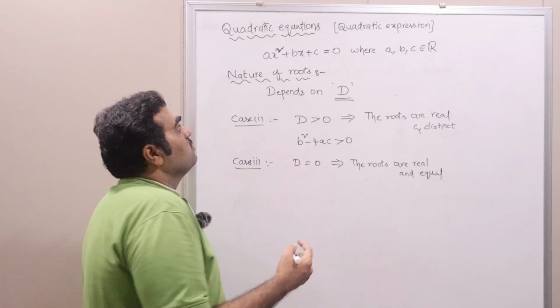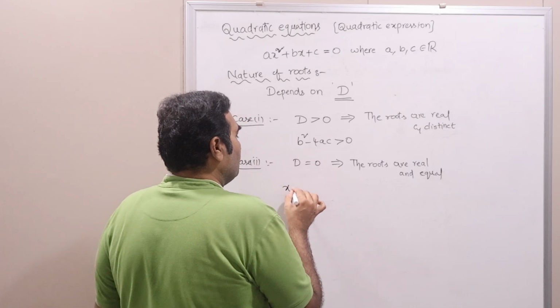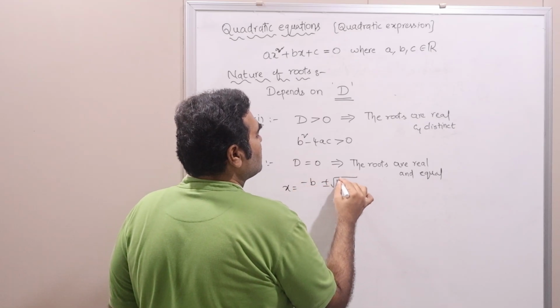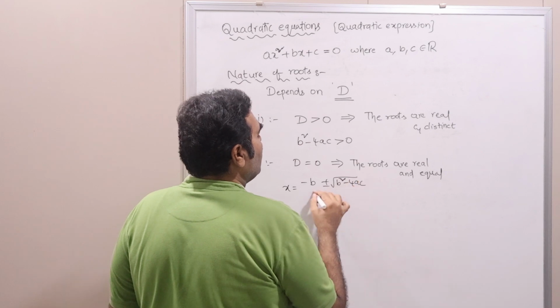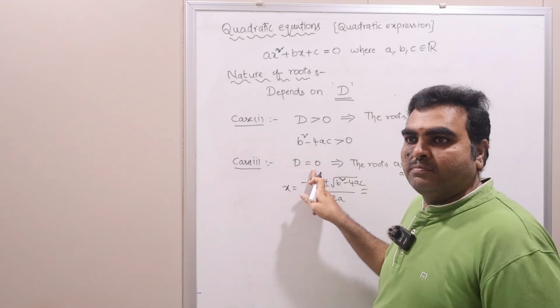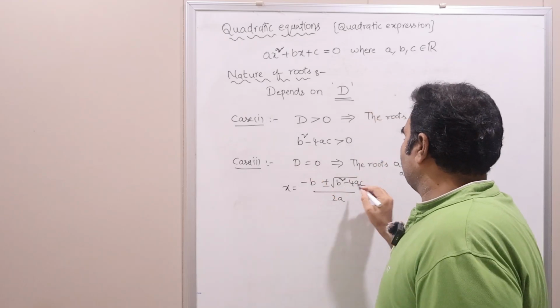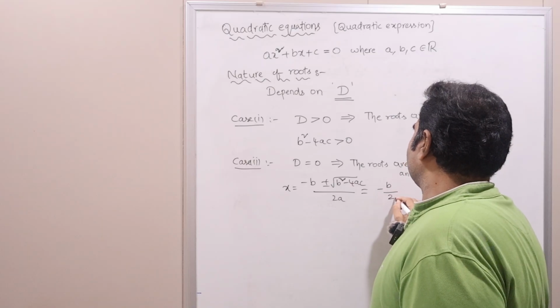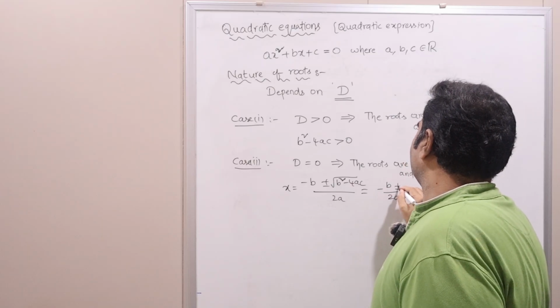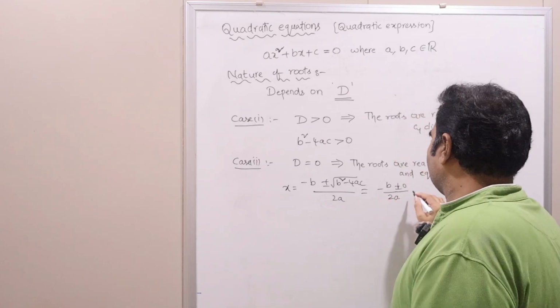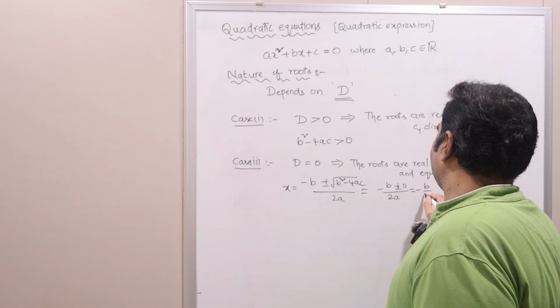Very simple to verify. X is equal to, you know that, minus b plus or minus square root of b square minus 4ac by 2a. What happens when d is equal to 0 here? When you put d is equal to 0, this expression will simply become minus b plus or minus 0 by 2a, which implies that minus b by 2a.